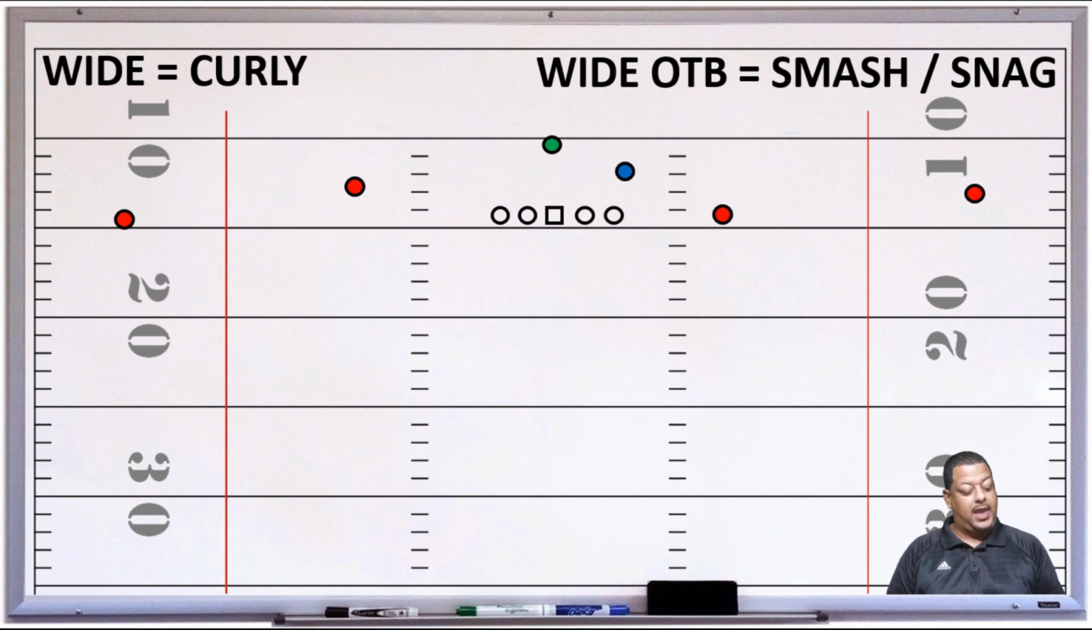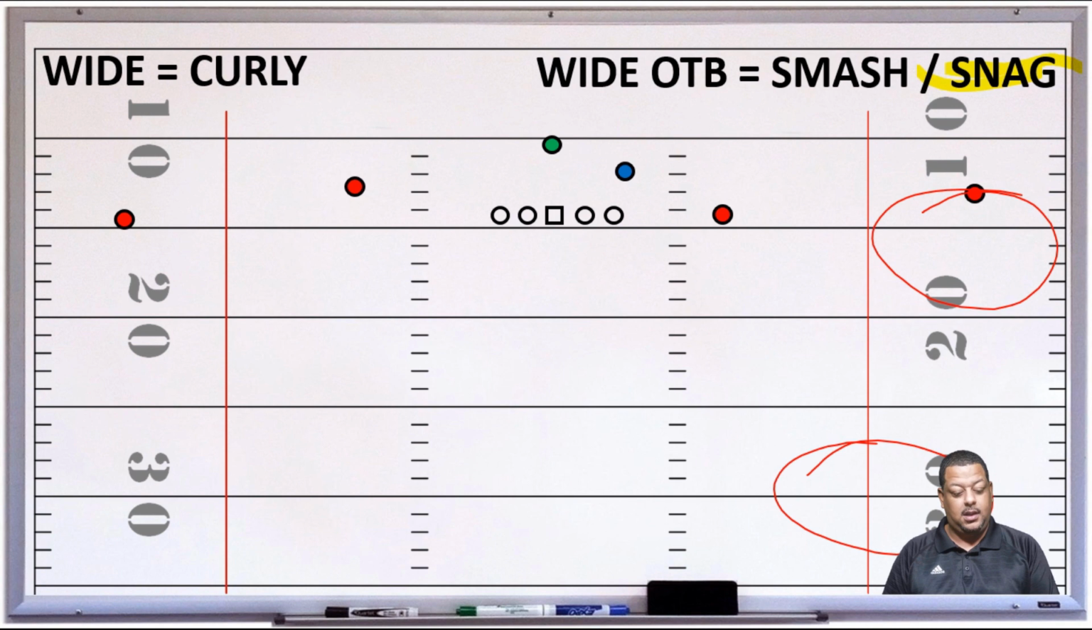Now we have snag. So now we have the snag concept. Snag is basically a combination of curl, flat, and smash together. What they've simply done in the snag concept, and it's a three-man route or a three-receiver concept, it could be three wide receivers, it could be a running back, fullback, however. But they're trying to attack three zones and create a triangle out of it. And so what they're trying to attack is a deep, a flat, and a curl area.